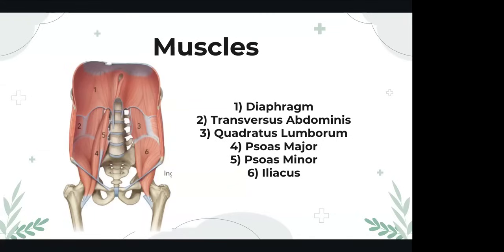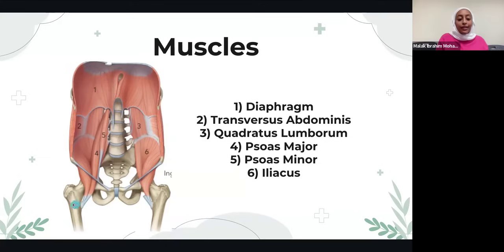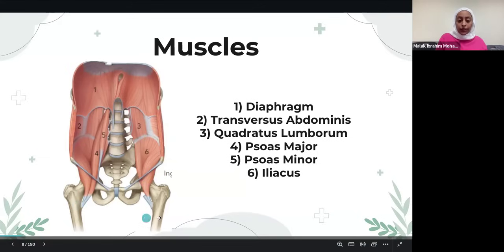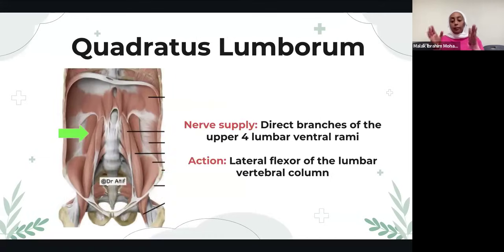Lesser trochanter of the femur. Perfect, yes. The lesser trochanter of the femur. This is the femur. It has the greater trochanter and the lesser trochanter. Both of them will join together and insert in the lesser trochanter. Okay, now let's take each muscle by its own.